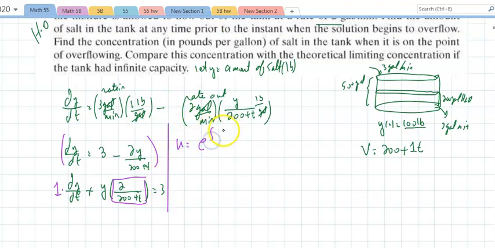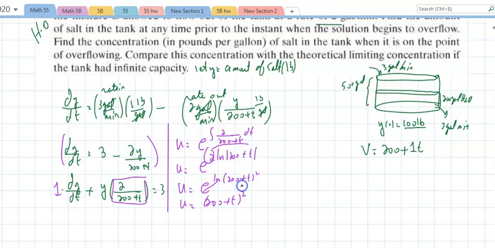the integral of p, which is 2 divided by 200 plus t dt. And u will equal e to the twice natural log of 200 plus t. Properties of logs, make that to a power, and u will equal e to the natural log of 200 plus t squared. Those undo each other, and u is simply 200 plus t squared.